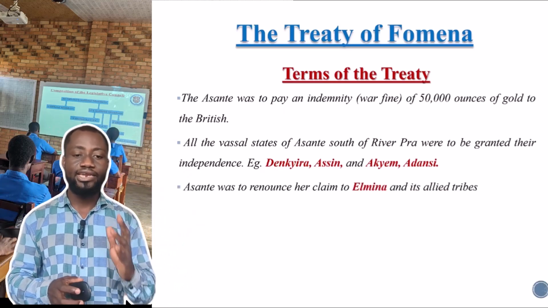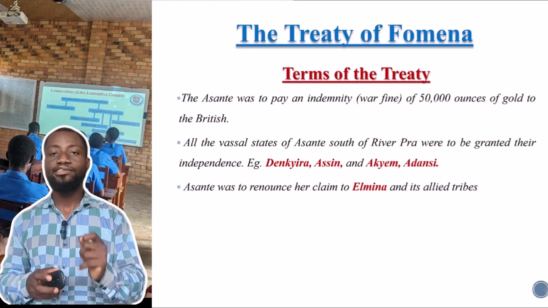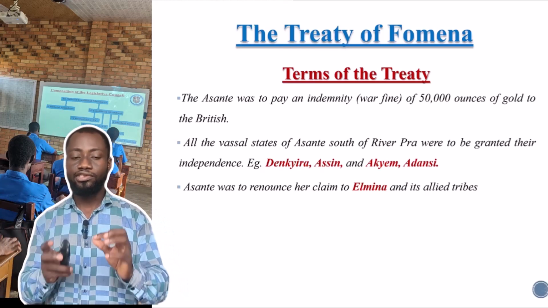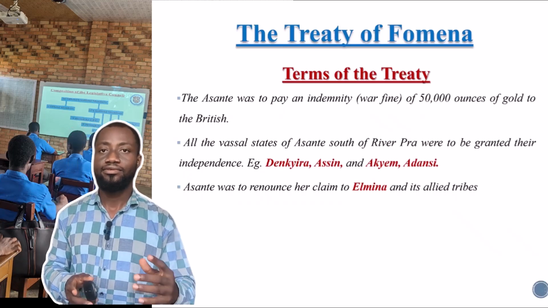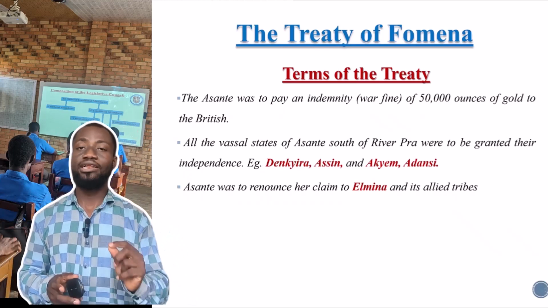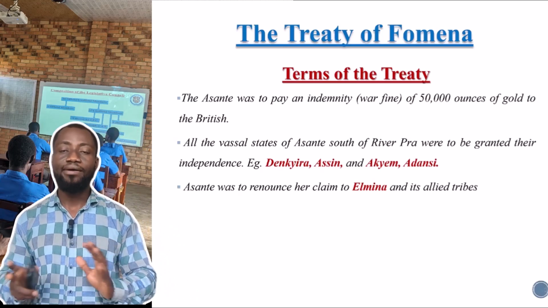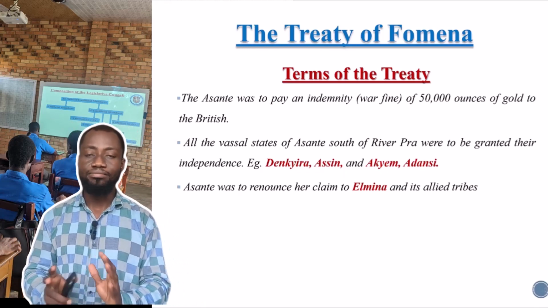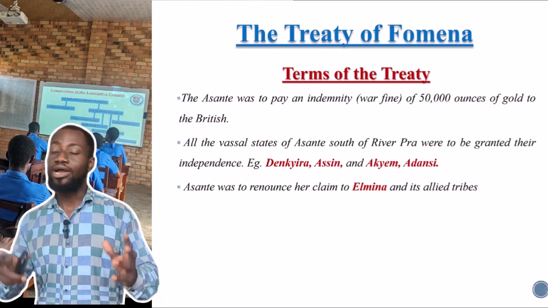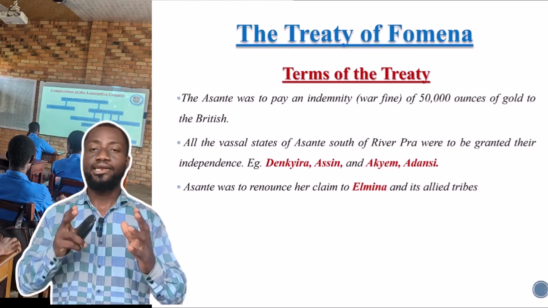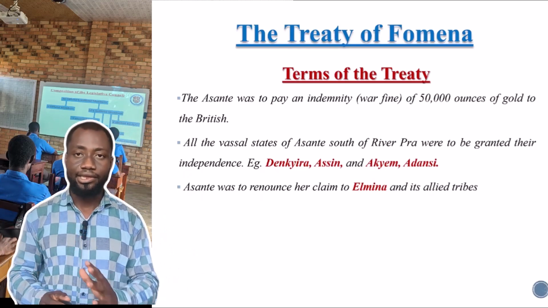Now, Asante was to renounce her claim to Elmina and its allied tribes. So you see that now the British are warning the Asantes that they should renounce their claim to Elmina. They shouldn't claim that Elmina belongs to them anymore, and that Elmina ceased to be a vassal state of Asante, or a state that falls under the Asante kingdom.